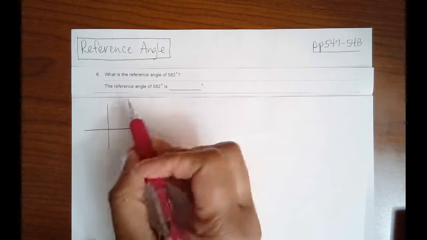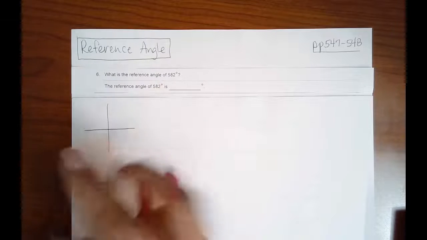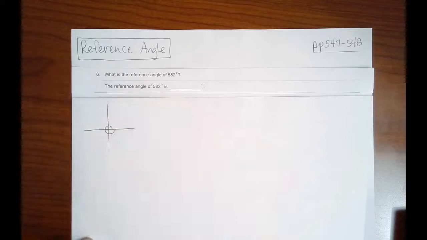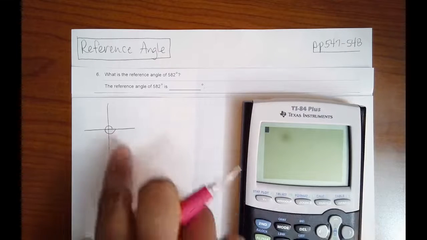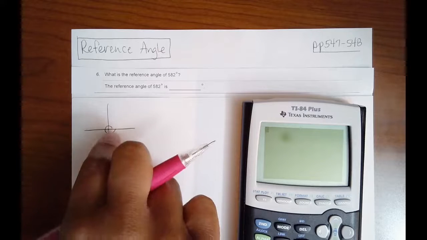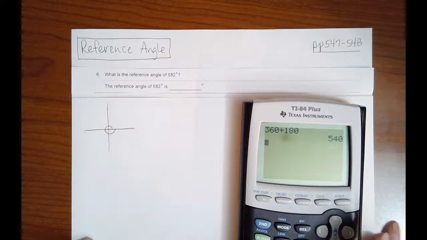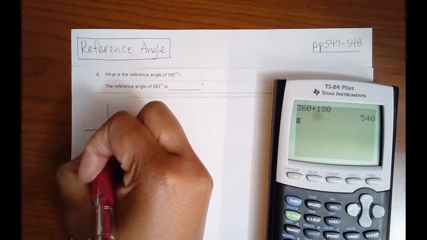Okay, so we are given an angle measurement of 582 degrees. Now clearly it goes past one revolution. Now remember, one revolution is automatically 360 degrees. So let's see how much more we need to add to this picture to get to 582. Well, 360 plus 180 gives us 540. So we're going to go half of a revolution.